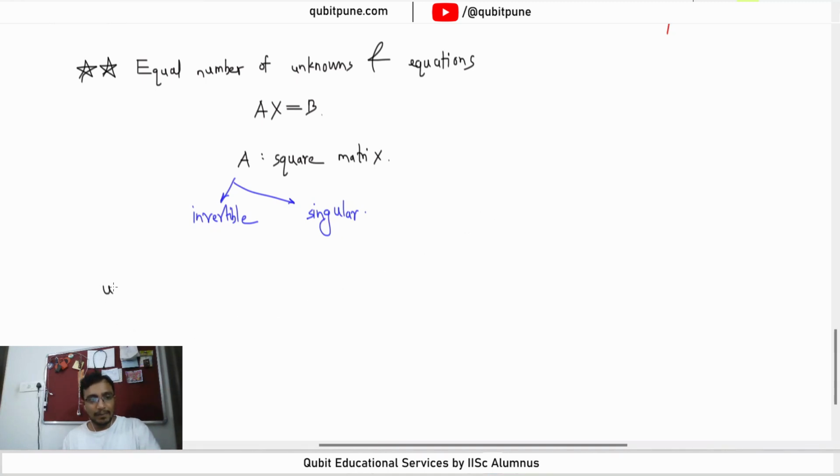Now the system will possess a unique solution only if the matrix is invertible. You know this, right? And what is that unique solution? A inverse B. Now if the matrix is singular, then we cannot guarantee that the system possesses infinitely many solutions. It may even possess no solutions at all. Do you follow this? Yes, sir. Okay.